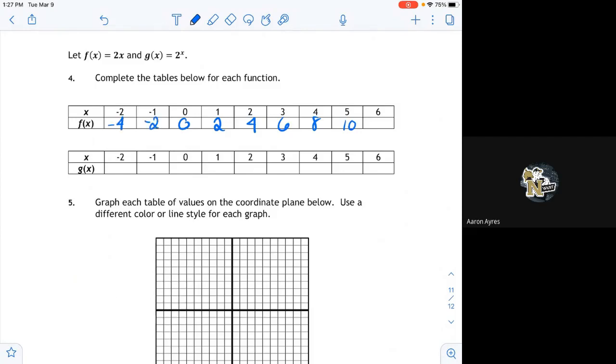And -2. Now let's do 2 to the x power. Okay. Well, again, we'll start with 0. What's 2 to the 0 power again? 1. 2 to the first power. 2 squared. 2 cubed. 8. 2 to the fourth. Okay, we'll stop there.